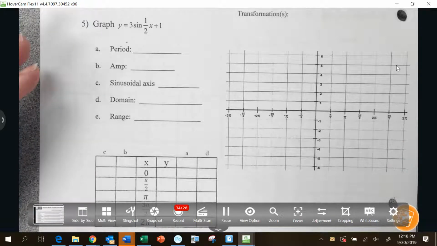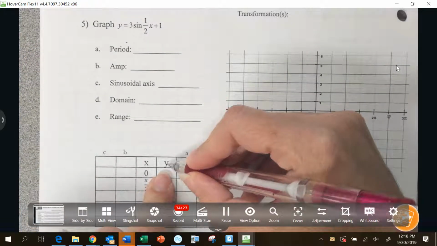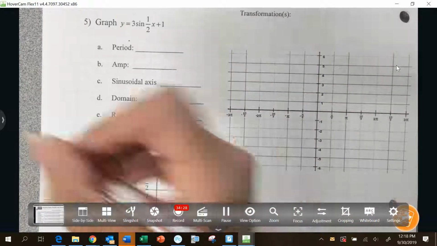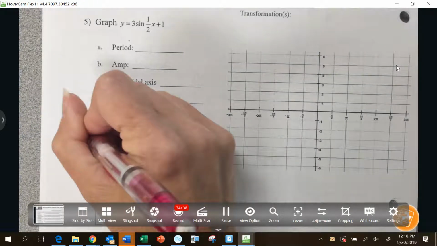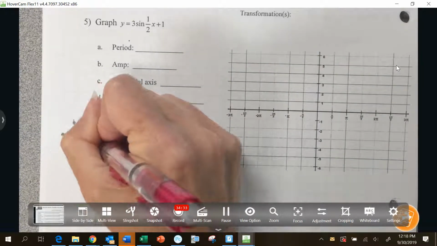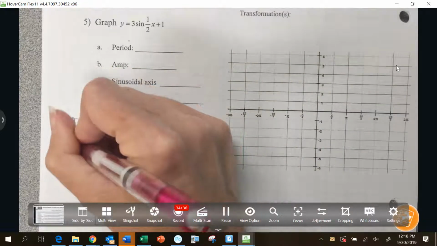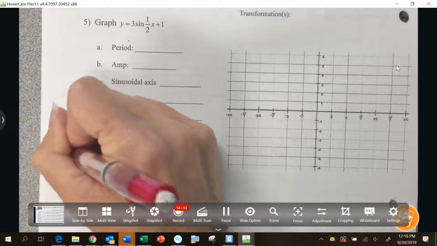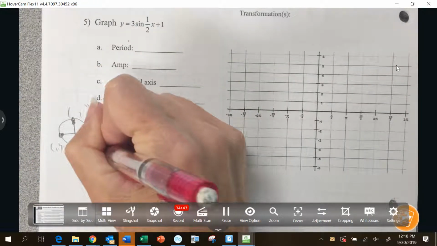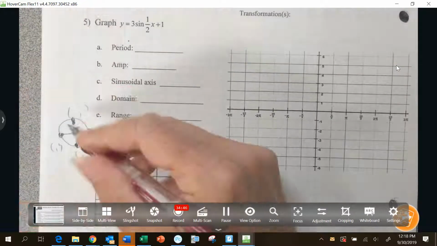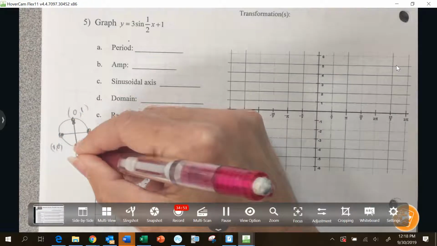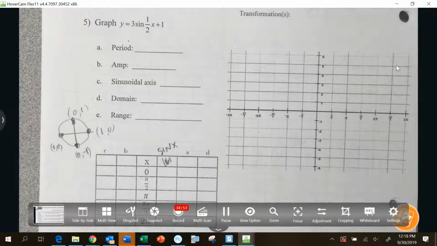And the first thing you want to do is think about the y value being the sine of x. And you want to figure out for those angles around the circle, what are the sine values? What are the y values for each of these ordered pairs? And then you need to write down your transformations.